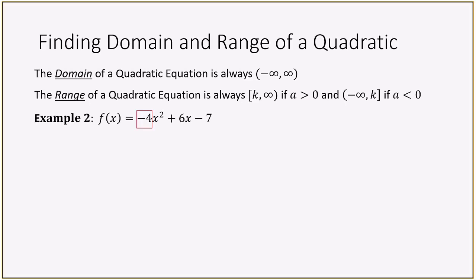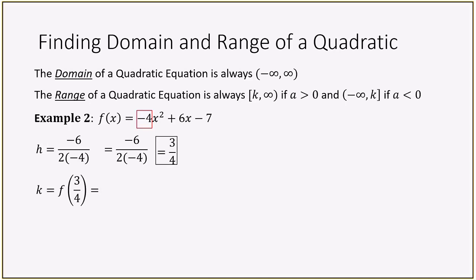I have f of x is equal to negative 4x squared plus 6x minus 7. Well, I already see my a is negative 4, and so my range is going to be that second case. But we might be getting a little bit ahead of ourselves. So for starters, we need to find k. In order to find k, I find h first. My b is 6, my a is negative 4, so negative b over 2a becomes negative 6 over 2 times negative 4. And then if I simplify that out, I get 3 over 4.